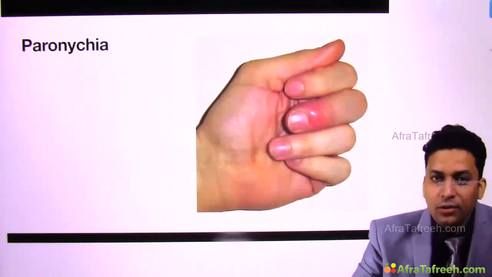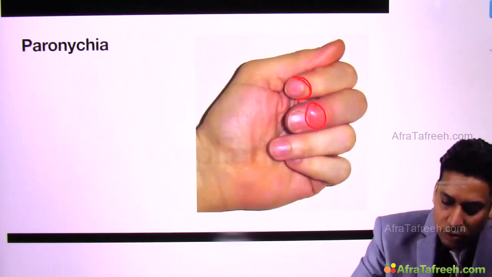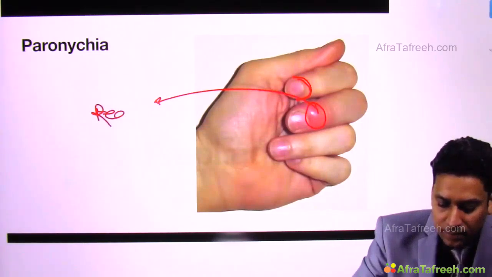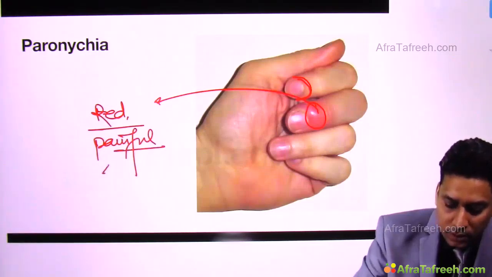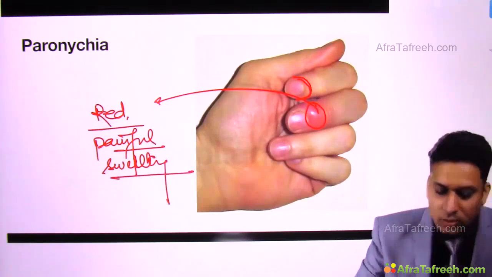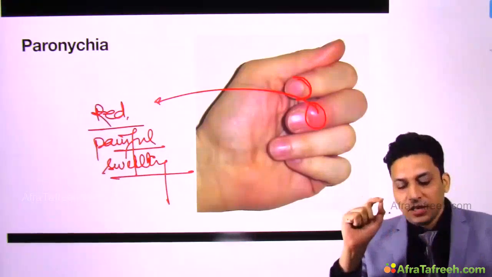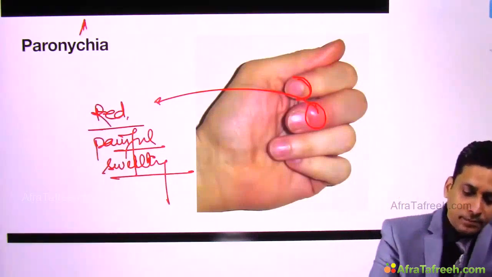Then paronychia, I told you, it is infection of the nail fold. So you can see all this portion is the nail fold. So here there is infection of the nail fold, and due to infection, what is happening? This is red. It is painful. There is swelling. So this red painful swelling which is developing in the nail fold is due to infection, and because all the acute inflammatory changes are there, this is acute paronychia.